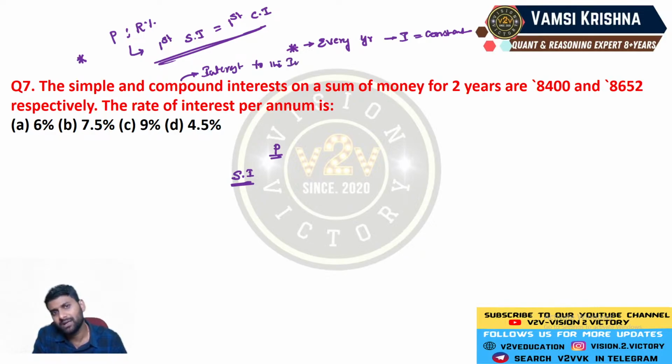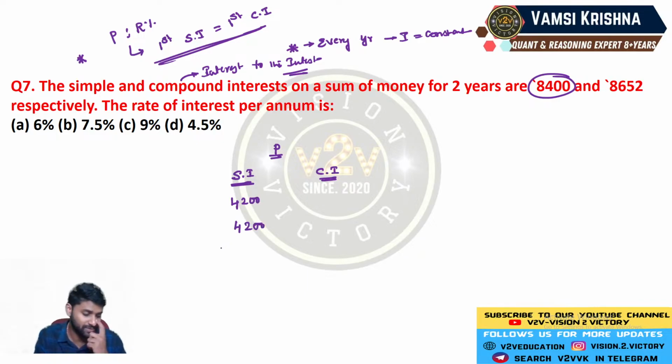Guys, you should be good at the basic concept, then you can minimize your calculation without using too many formulas. Now, according to the theory, 8,400 rupees earned in 2 years means every year the person earns 4,200 rupees as interest. If the principal is the same, then first year simple interest is exactly equal to first year compound interest.